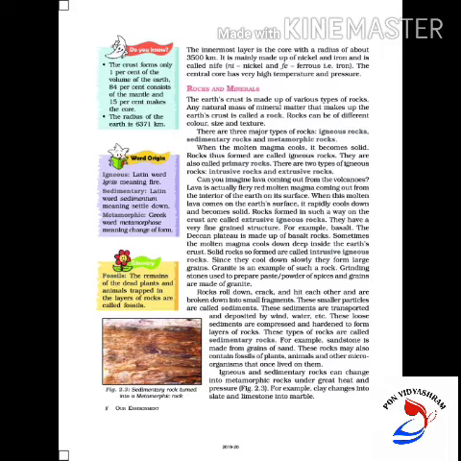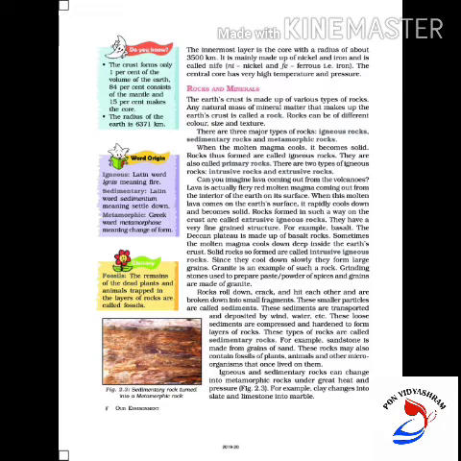Can you imagine lava coming out from the volcanoes? Lava is actually very hot molten magma coming out from the interior of the earth on its surface. When this molten lava comes on the earth's surface, it rapidly cools down and becomes solid. Rocks formed in such a way on the crust are called extrusive igneous rocks. They have a very fine grained structure. For example, basalt. The Deccan Plateau is made up of basalt rocks.